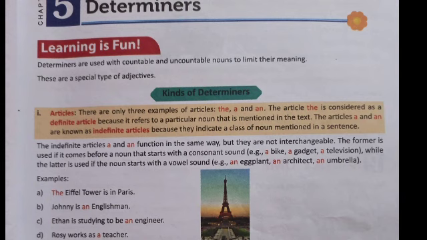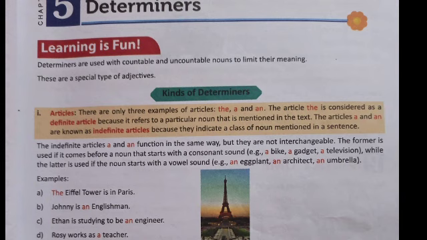These are a special type of adjectives. Adjectives modify a noun or pronoun. Beautiful girl. Girl is a noun and beautiful is an adjective. So an adjective modifies a noun or pronoun. And determiners are used with countable and uncountable nouns, and these are a special type of adjectives. Now let's see which are the kinds of determiners.